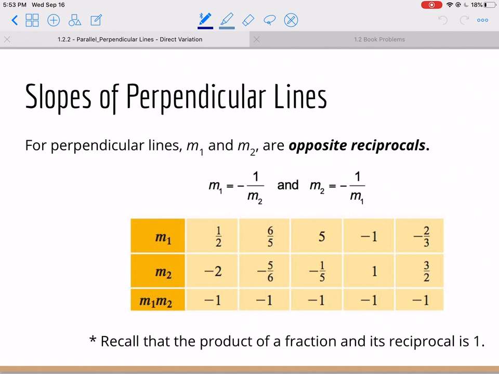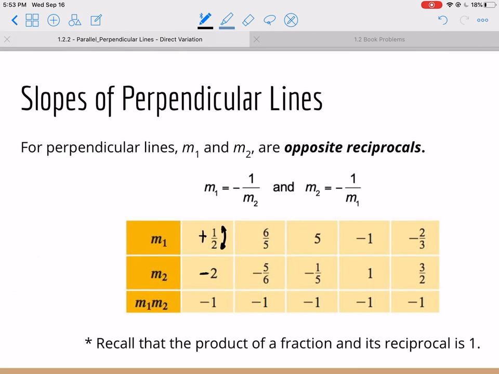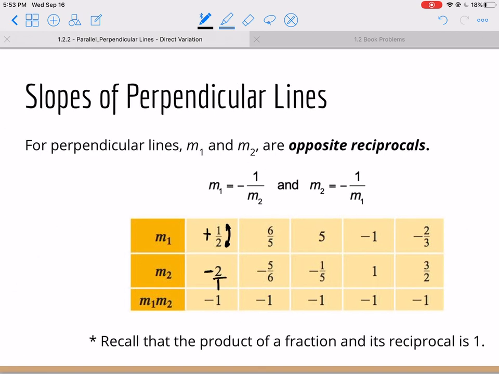So looking at these examples, let's say this is the slope of one line, this is the slope of the second line. These are all opposite reciprocals. So 1/2, that's positive, so opposite sign would be a negative. And then the reciprocal of 1/2 is 2/1. You flip the fraction, so -2/1. You don't have to write the over 1 though. That's why you can just leave it as a whole number.